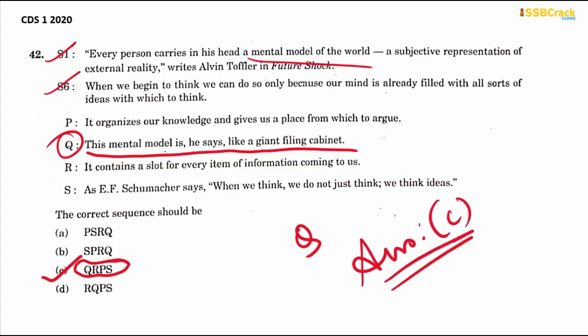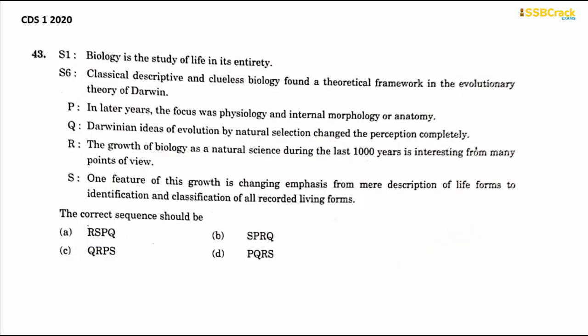Easy, right? Next question. Biology is the study of life in its entirety. Last sentence: Classical, descriptive biology found a theoretical framework in the evolutionary theory of Darwin. Now, again, if you scan through the sequences PQRS, there is only one sequence that talks about Darwin, and that is: Darwinian ideas of evolution by natural selection changed the perception completely. Sequence Q. So therefore, the last sentence, S6, should only be preceded by sequence Q. So let's find the one combination with Q at the very end.